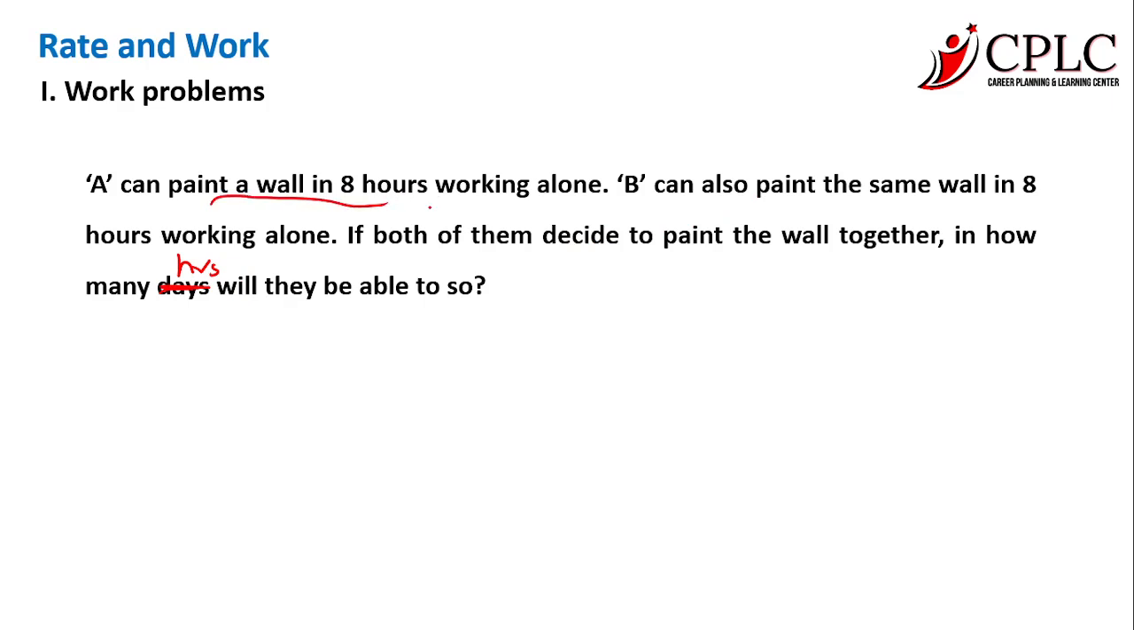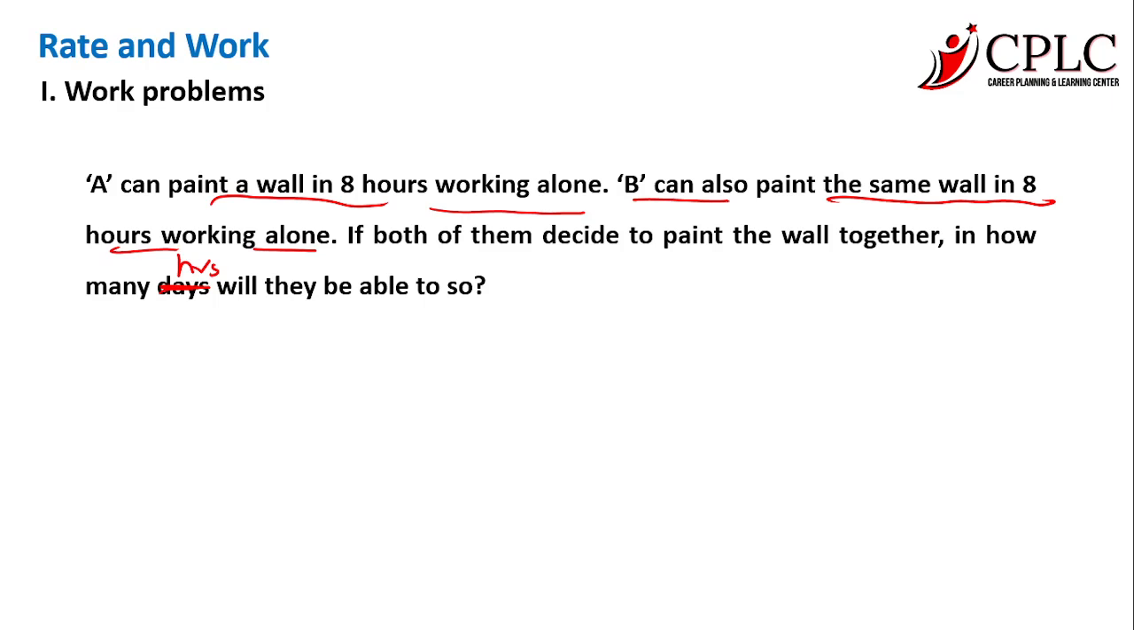So A can paint the wall in 8 hours working alone. B can also paint the same wall in 8 hours working alone. So they both are doing the same work because they are painting the same wall, and the time is the same for both of them. So they are doing the same work in the same time. What that means is that their efficiency of doing the work is the same also.